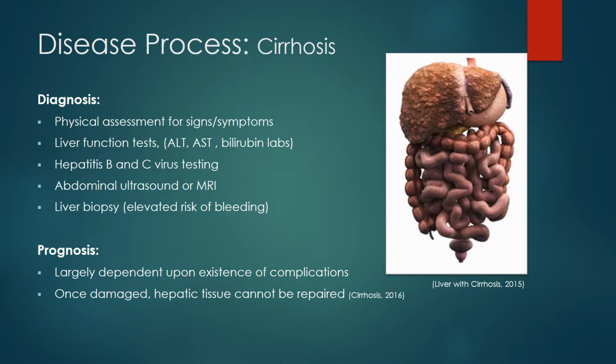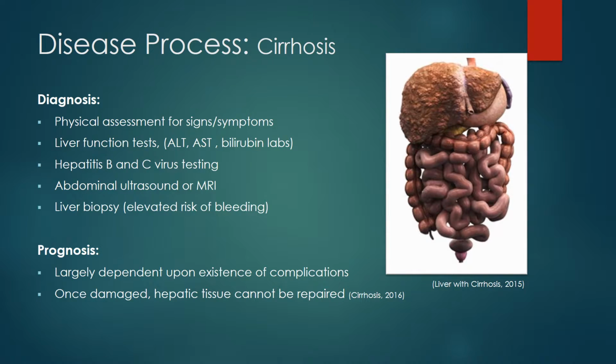Hepatitis B and C virus testing, since it is a large contributor to the development of cirrhosis, will be done. Those antigens will be tested for. An abdominal ultrasound or MRI may be done, and a liver biopsy may also be done. As we talked about, there is an elevated risk of bleeding with the liver, but as long as the benefits of knowing and diagnosing it outweigh the risks for the patient, then that will be looked at as a part of the diagnosis process.